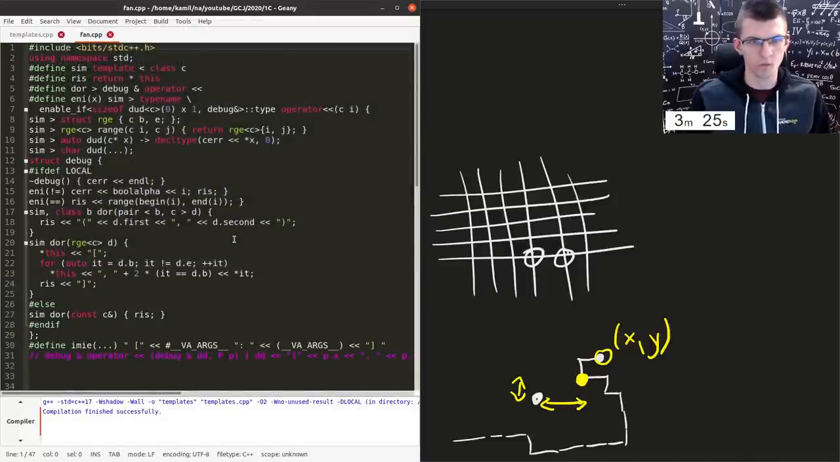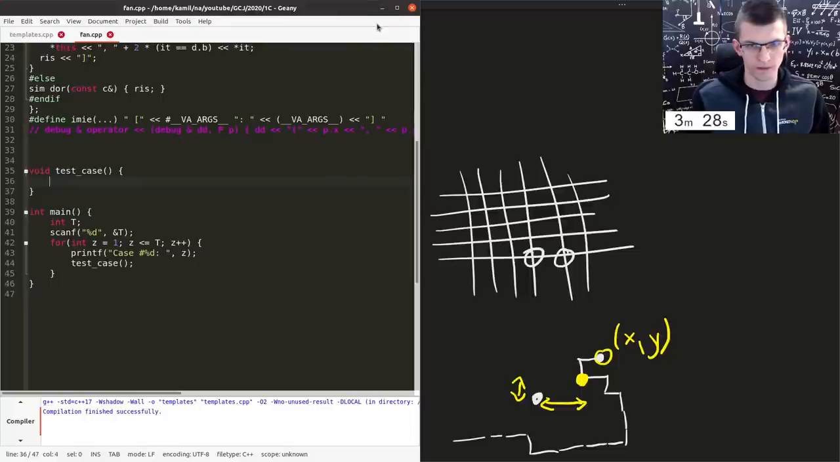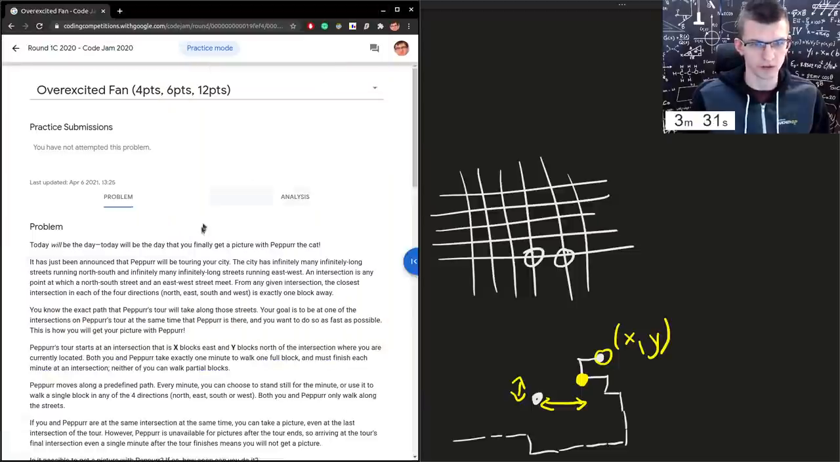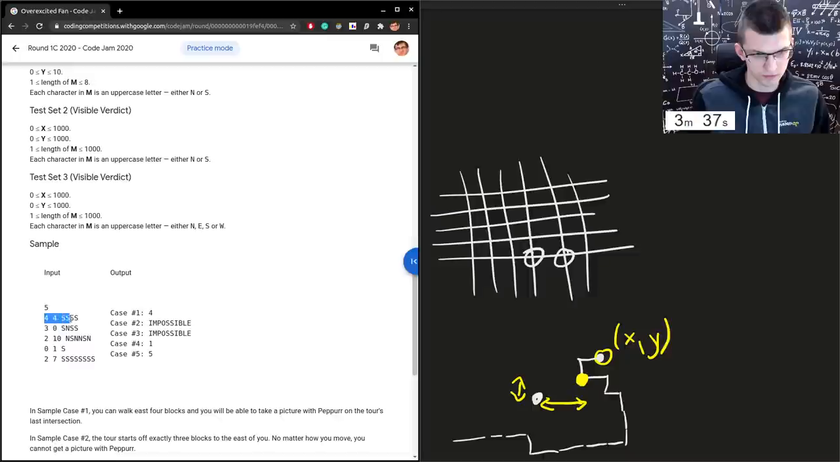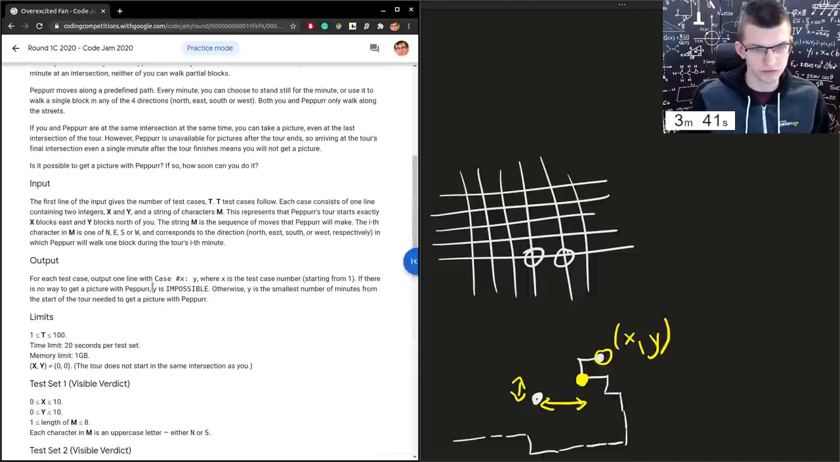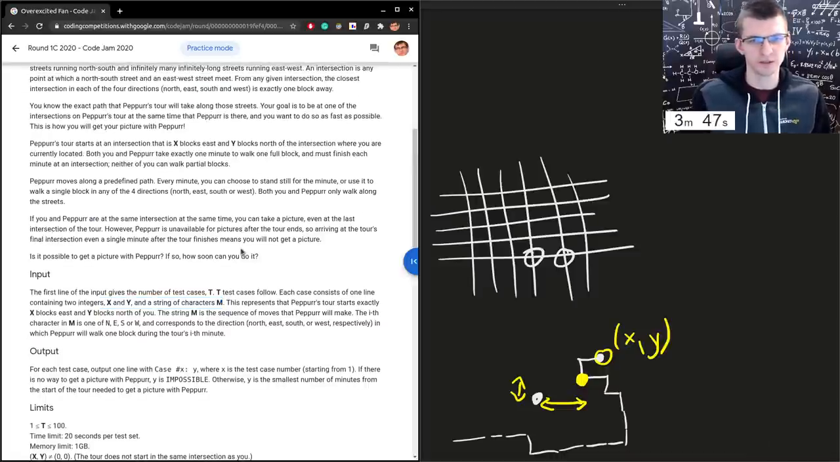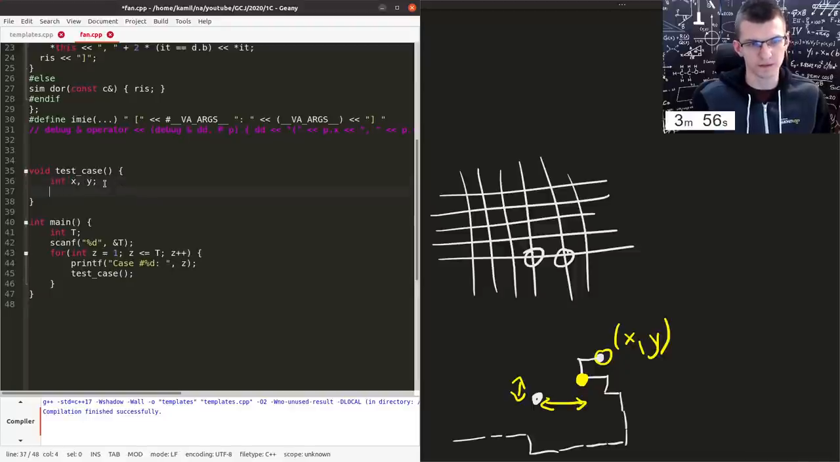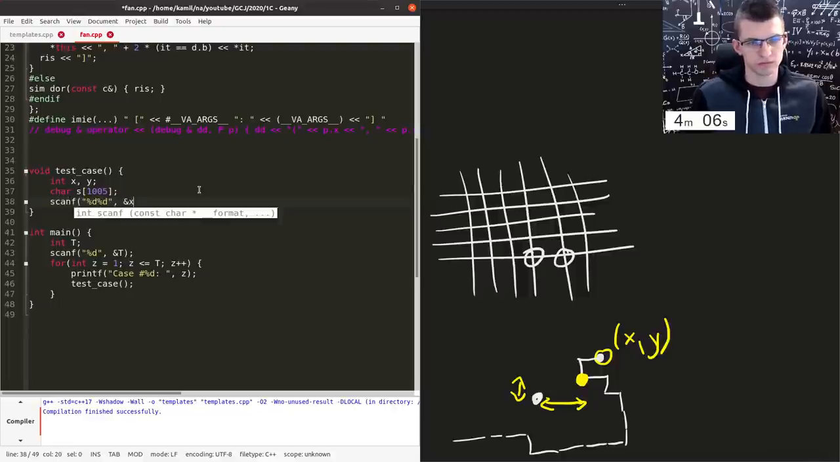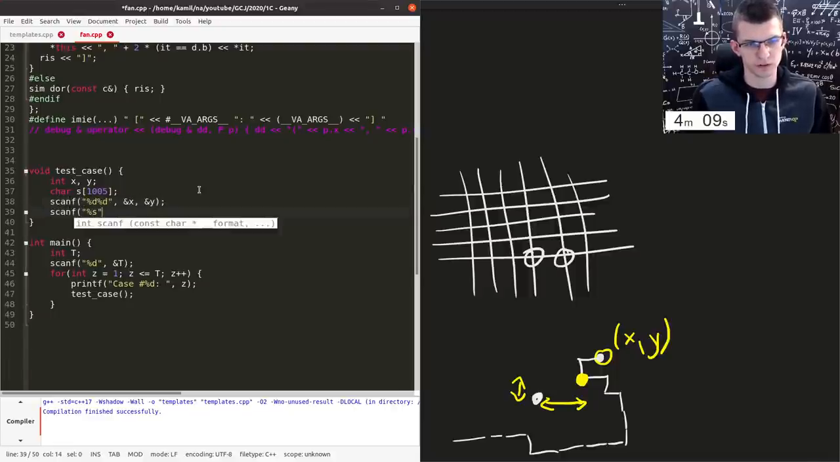Maybe first I need to read the input, obviously. What do we have? Just X, Y and the string? X, Y and the string, yeah. You see, I skip a lot of the statement, but it's just because I usually know how those statements look like. If you're a beginner, you shouldn't do it. You might skip something important. This is enough. 1005, yeah, 1005. X, Y, and the string.